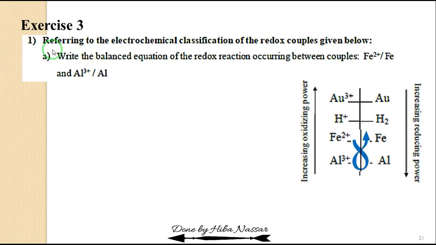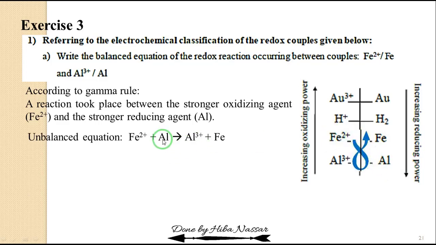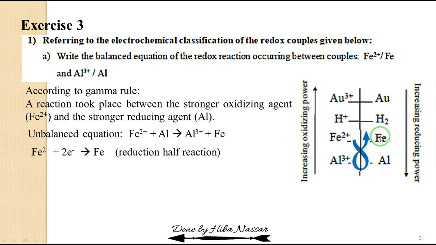Now moving to exercise number 3. Referring to the electrochemical classification of the redox couples given below, write the balanced equation of the redox reaction occurring between the couples Fe2+/Fe and Al3+/Al. According to the gamma rule, a reaction took place between the stronger oxidizing agent Fe2+ and the stronger reducing agent Al. So here we have a reaction between Fe2+ and Al to give Al3+ and Fe.